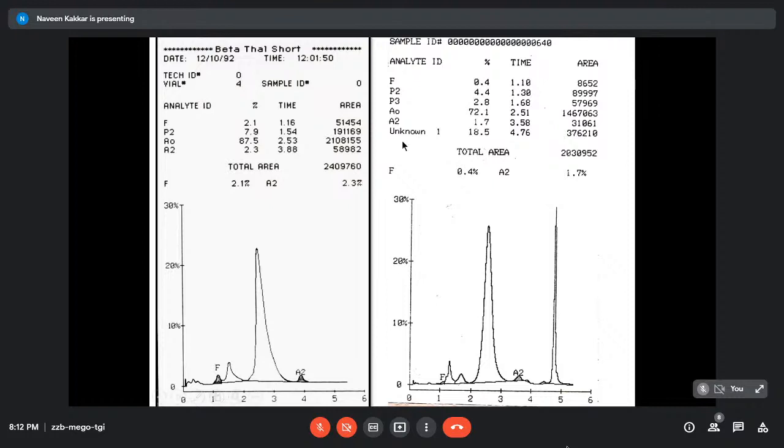The machine will not read it for you. It will give you an unknown in this region and you have to sort it out by retention time and the percentage. If this was say 35%, I would think of something else. But I know an unknown in this region with this retention time and a percentage of about 12 to 20% is usually hemoglobin Q India. It's a completely asymptomatic variant, with no implication at all for a prenatal diagnosis either.